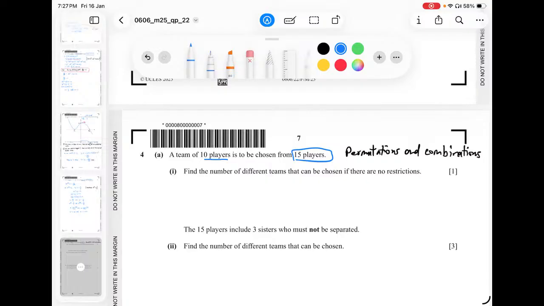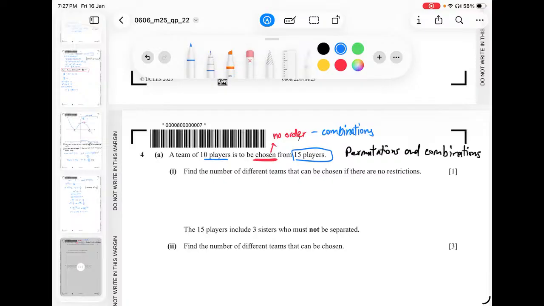So what do you think we will be using in this question? They have told you that it's going to be choosing. You need to choose 10 players from the 15 players. And it can be random, so there is no order you need to follow. This means that you don't need to follow any protocol to choose the players. So this implies that we'll be using combinations.